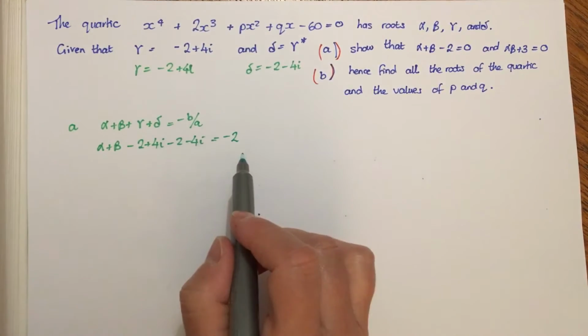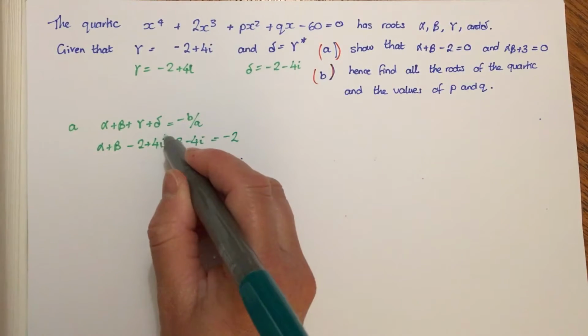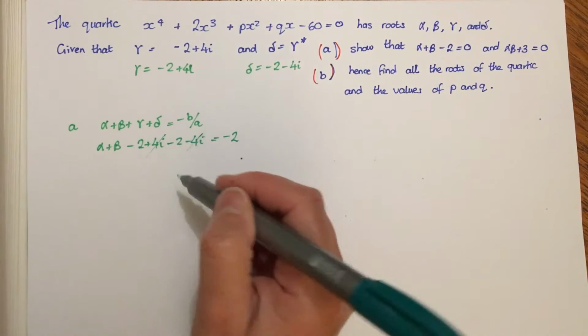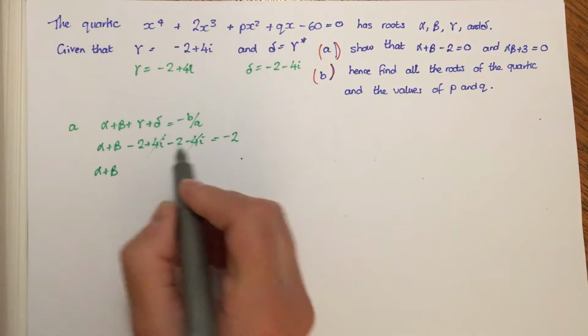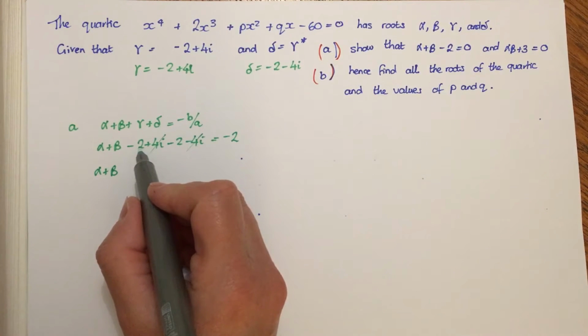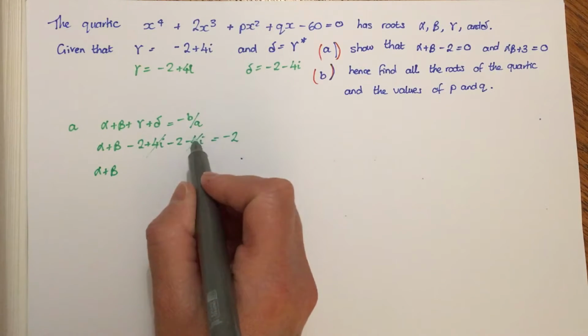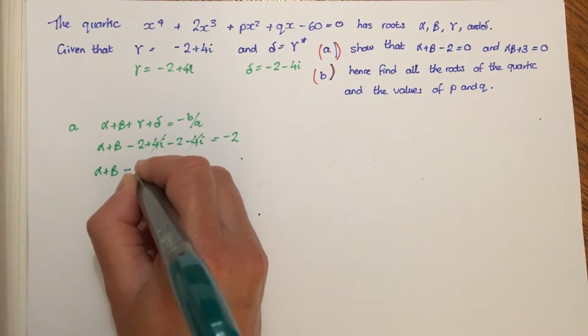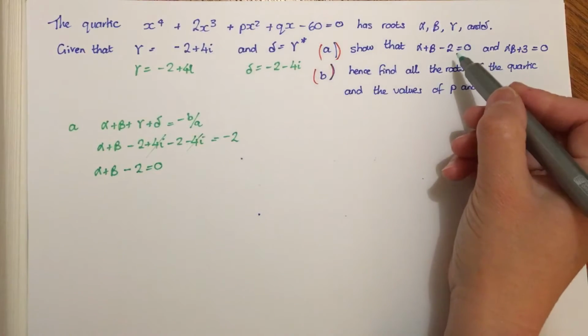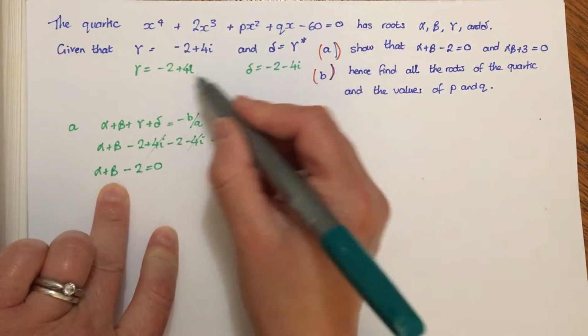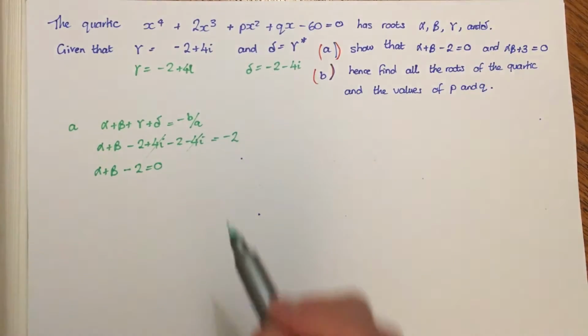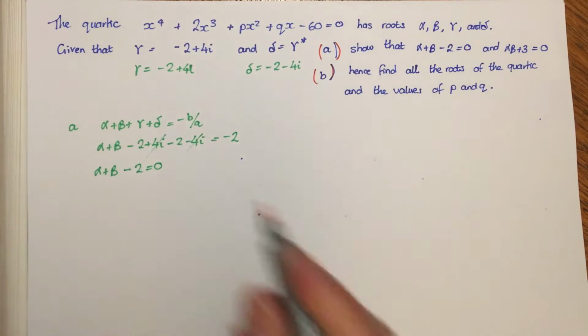So I can substitute all of those in and work out what I've got. So as always with conjugates, those two parts are going to disappear. I'm left with alpha plus beta minus 4. And then if I add 2, it gives me minus 2 equals 0, which is exactly what I want in the question. So by using that identity, substituting in the 2 that I know, I get to the thing that I want. That's quite neat.